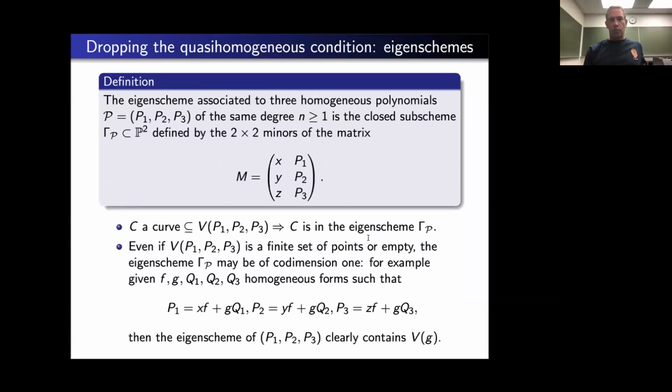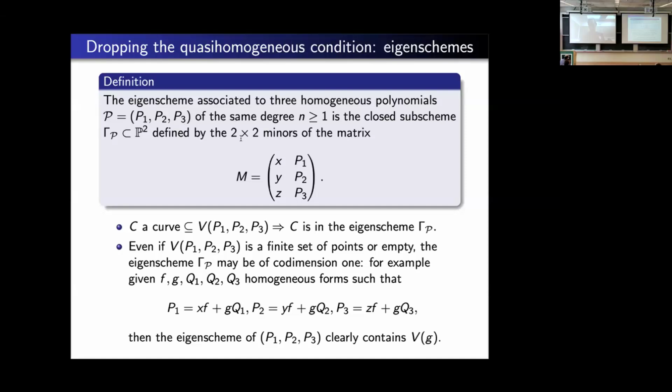So now we're ready for our new player. We want to dispense with this quasi-homogeneous condition, and this is the definition of an eigenscheme. And again, I'm only going to do this for polynomials in 3 variables.